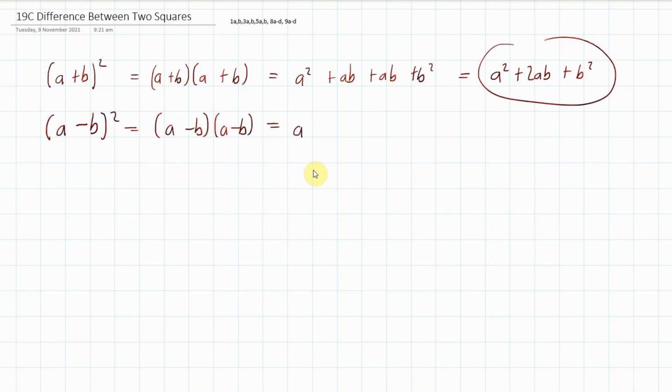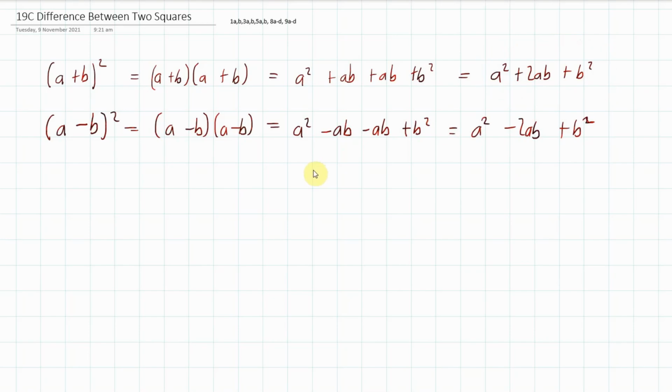First, a times a is a squared. Then O for outers, a times minus b is minus ab. And then I for inners, minus b times a is again minus ab. And then minus b times minus b is b squared, that's lasts. And then we can gather our like terms. Again, we've got these as like. So we've got a squared minus 2ab plus b squared. So another similar type result there.